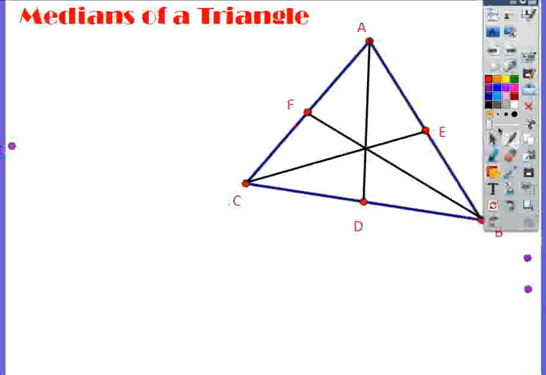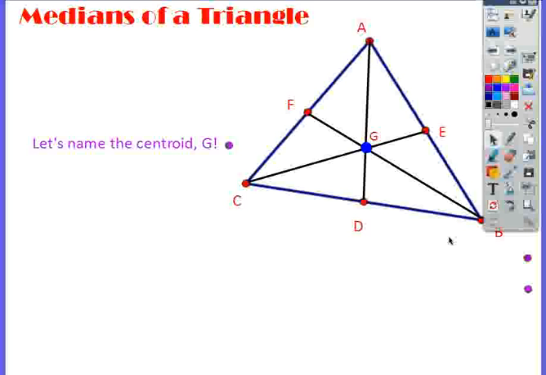Notice that all of these lines are intersecting at one point. We call this point the centroid. And the centroid is the balancing point of all triangles. So let's name the centroid point G.